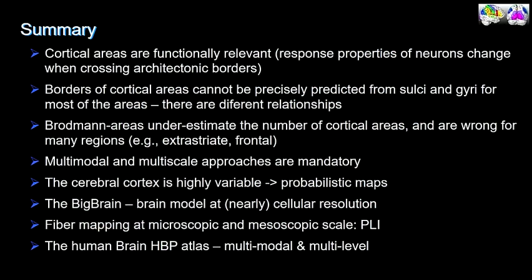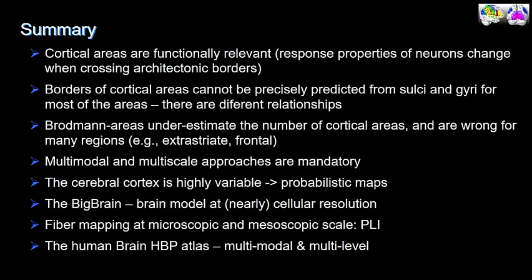So if you let me summarize, cortical areas are functionally relevant. You have seen some of the examples. We see that the properties of neurons change when you come to neighboring cortical areas, but the borders cannot be precisely predicted from sulci and gyri. There are different relationships. For some areas, there is a straightforward relationship. For other areas, it is much more complex, and the sulci are not good indicators. And this, of course, is a challenge because we usually want to understand the whole human brain and not only certain areas.